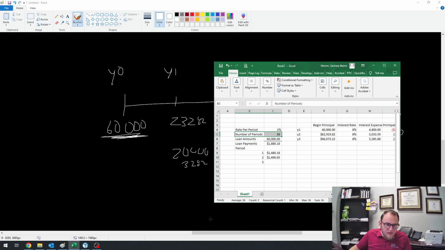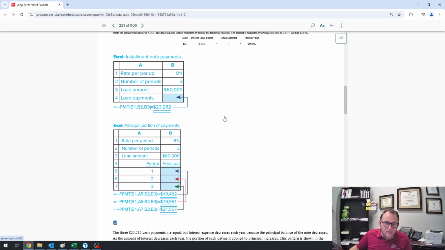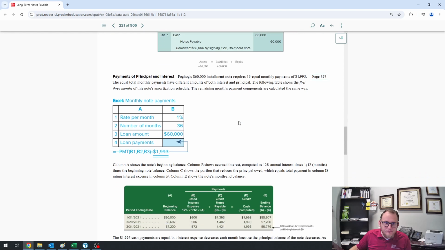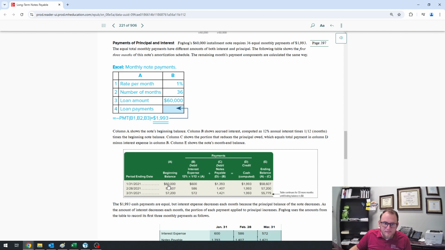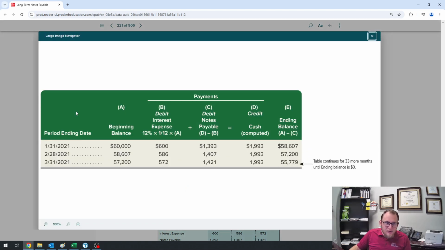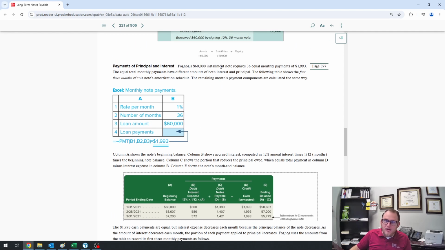And so the text, let's see, the text goes down into a monthly period. So you can see here our payment dates are by month. So in this case, they changed the numbers a little bit, where they said a $60,000 note requires 36 monthly payments, but they got this loan at 12% interest.